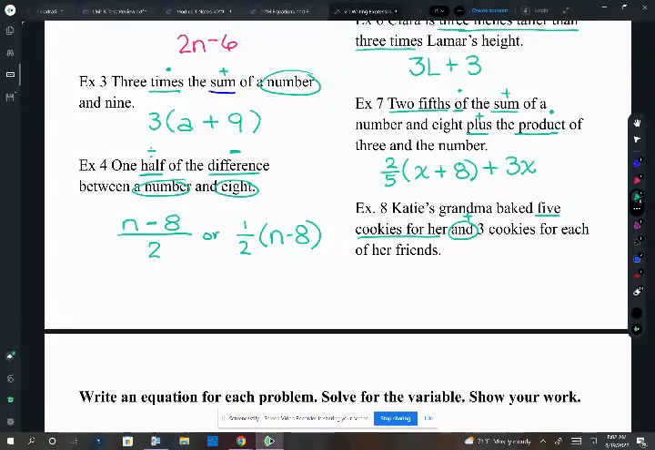Well, we know that it's 5. That's Katie's cookies. Plus, and if it's 3 cookies for each of her friends, that's a times problem. So 3 times each cookie for each of her friends. And we don't know how many friends she has, so we're just going to put in X or Y or whatever you want. K for Katie, F for friends, whatever you want to put in there.